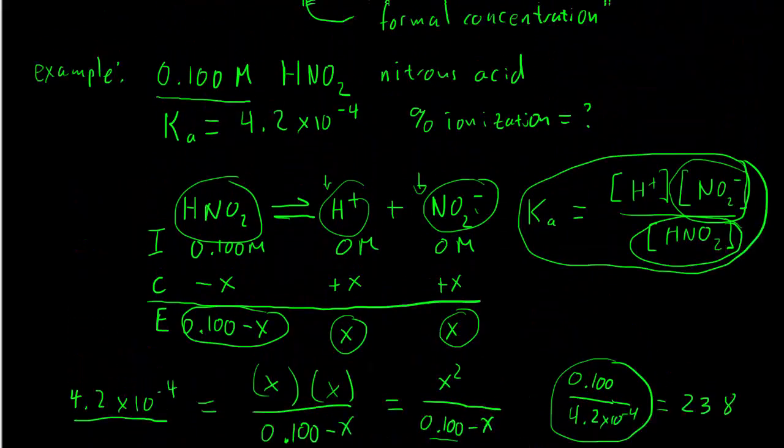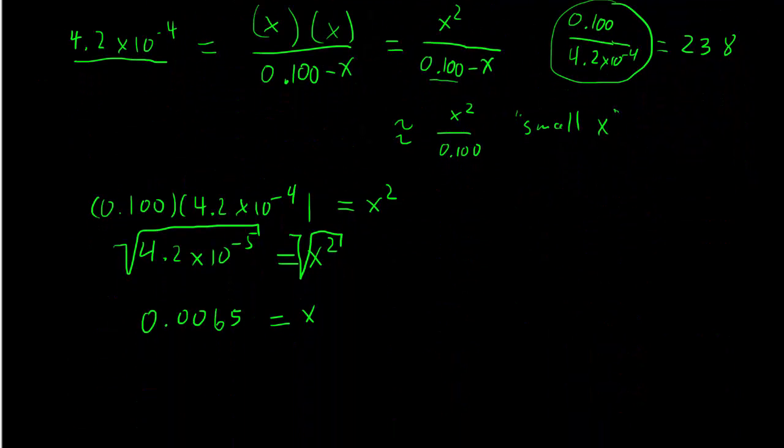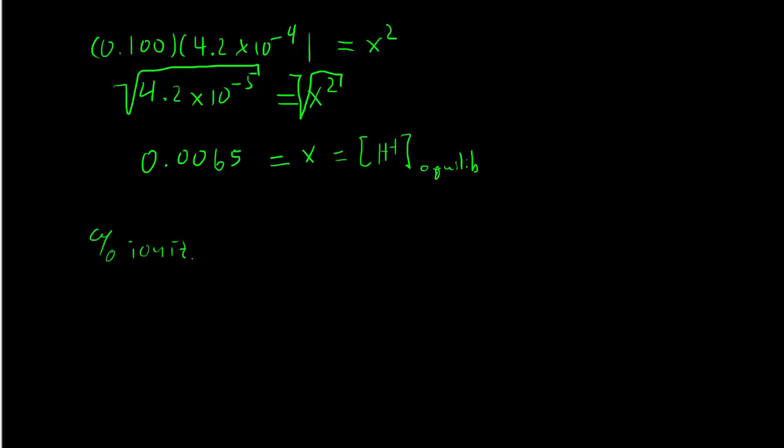But what were we looking for? Remember, we're trying to calculate the percent ionization. So we need to know what is the equilibrium H plus concentration. Well, we've just found that. So now we are ready to find the percent ionization. So we use our percent ionization equation, which is the H plus equilibrium concentration, divided by the formal concentration of HNO2. And we multiply it by 100 to make that a percentage.